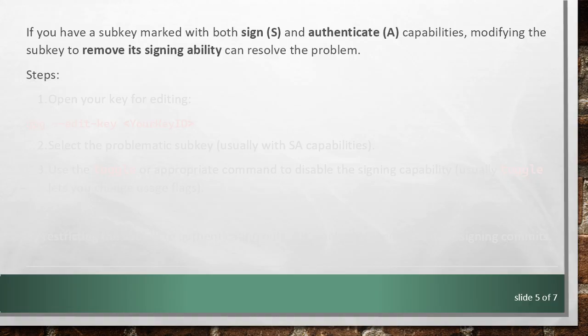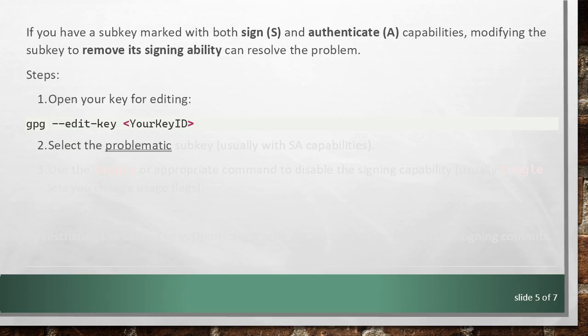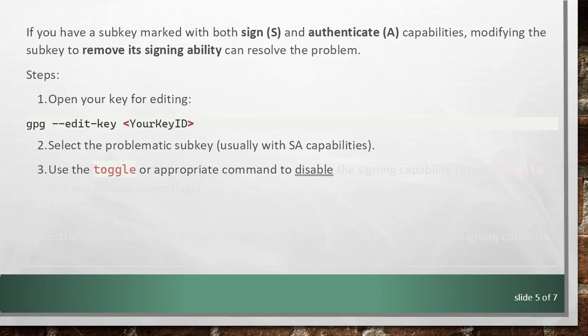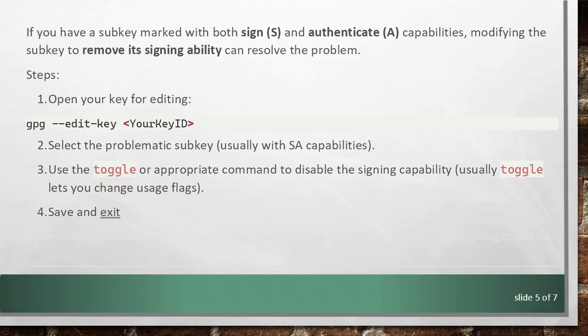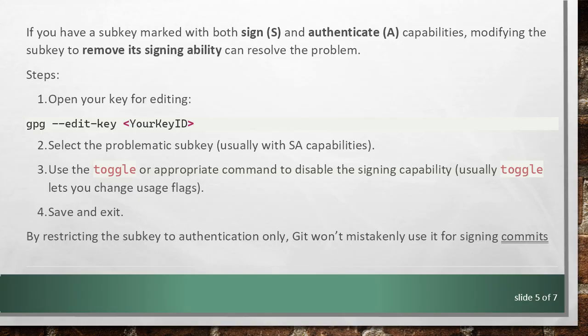Steps: open your key for editing. Select the problematic subkey, usually with SA capabilities. Use the toggle or appropriate command to disable the signing capability. Usually toggle lets you change usage flags. Save and exit. By restricting the subkey to authentication only, Git won't mistakenly use it for signing commits.